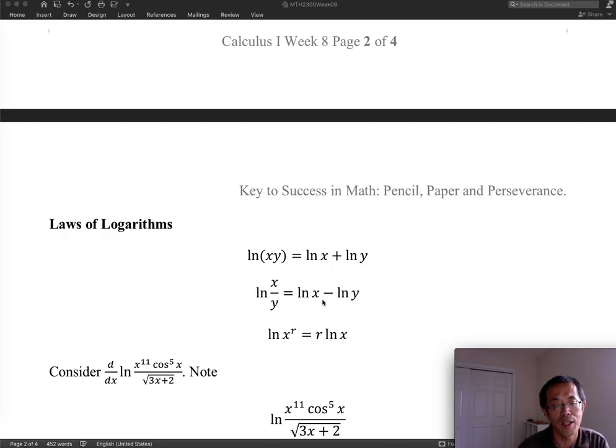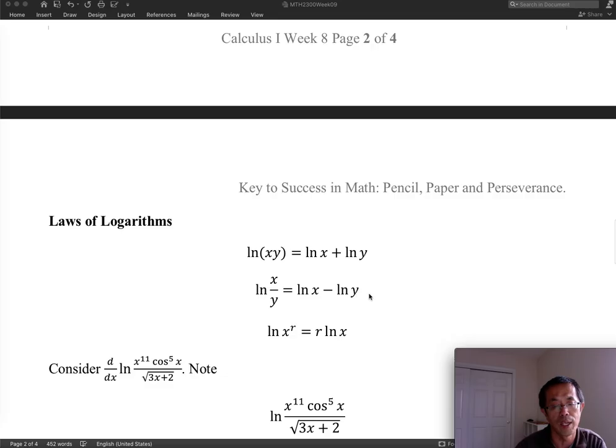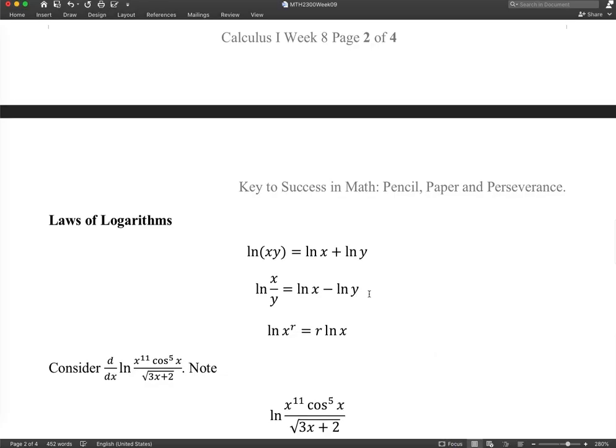The reason I want to mention converting a product to a sum and a quotient to a difference is that in the calculation of derivatives, we have the product rule and the quotient rule, right? I guess you have to agree with me.